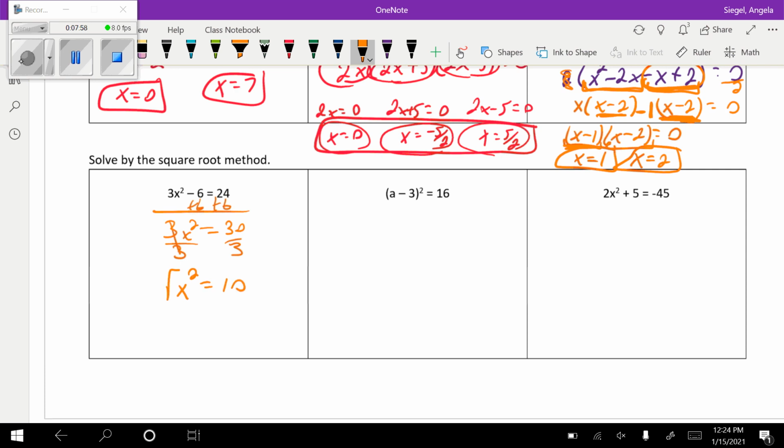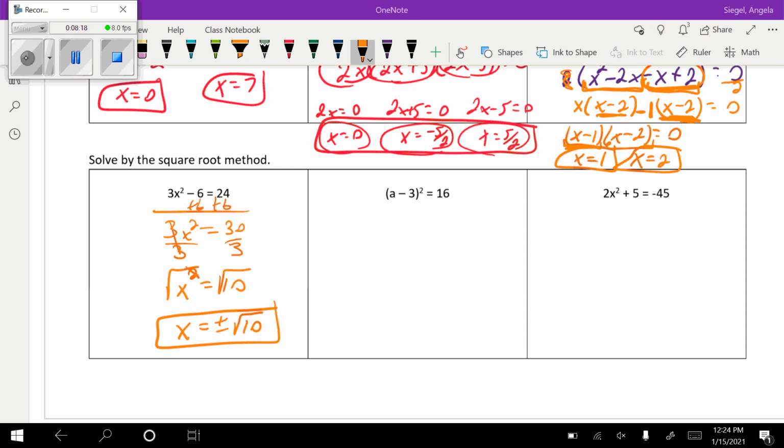And I'm going to take the square root of both sides. And when I do that, that's going to give me x. Do not forget, when you take the square root of both sides, you have to include the positive and negative root of that. And that is it.